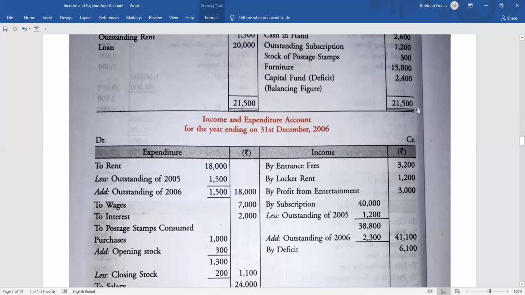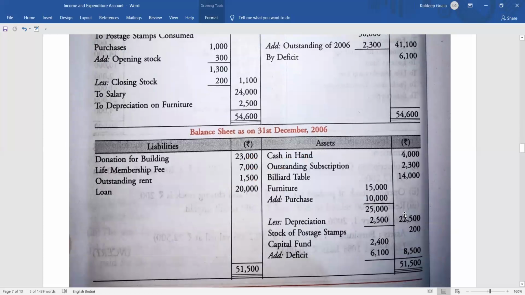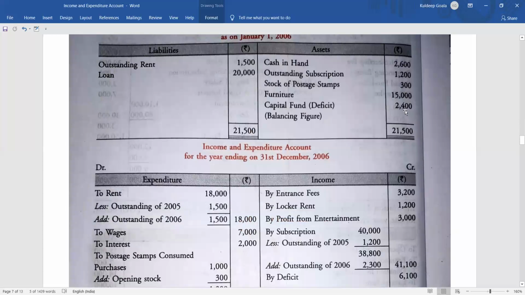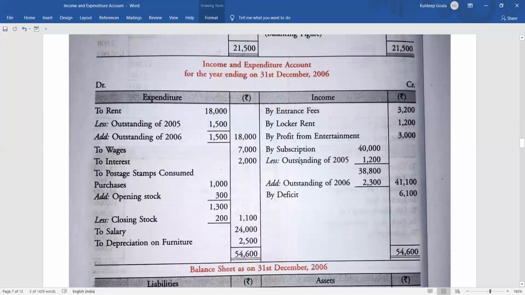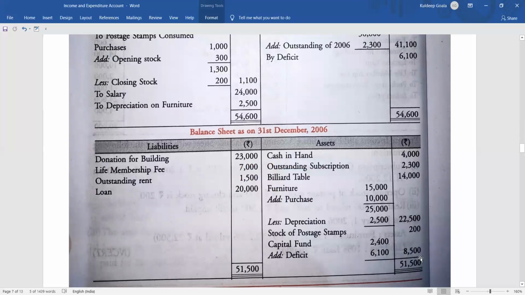That means capital fund will come in the asset side; it will not appear in the liability side. It will appear in the asset side like this. You can see here how it is appearing. Capital fund will come at the end as 2,400, the opening balance deficit. Along with that, the deficit of the income expenditure account, that is 6,100, will also be added. That comes to 8,500 rupees. Okay, the deficit capital comes to 8,500 rupees.